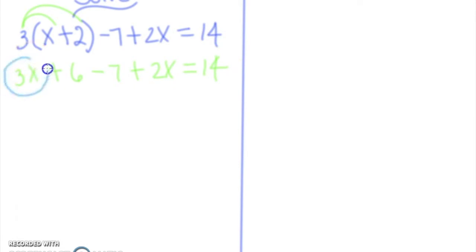I see that I can combine my 3x and my 2x. So let's go ahead and do the math. 3 plus 2, that would leave me with 5x.